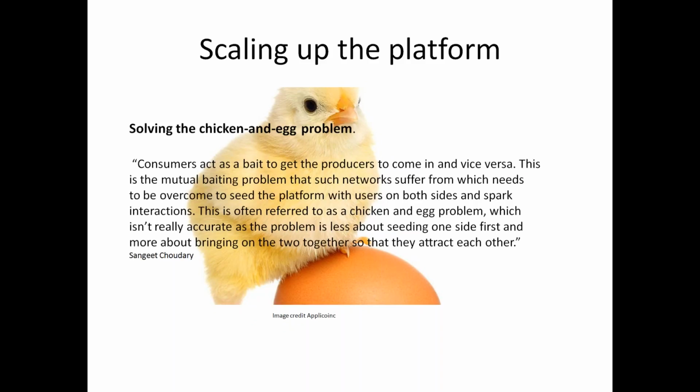This is the mutual baiting problem that such networks suffer from, which needs to be overcome to seed the platform with users on both sides and spark interactions. This is often referred to as the chicken and egg problem, which isn't really accurate, as the problem is less about seeding one side first and more about bringing the two together so that they can attract each other.